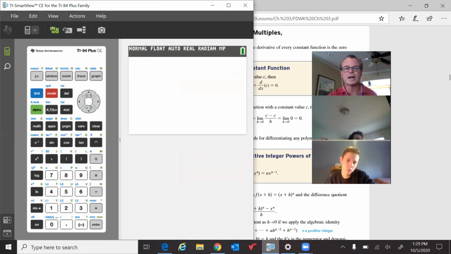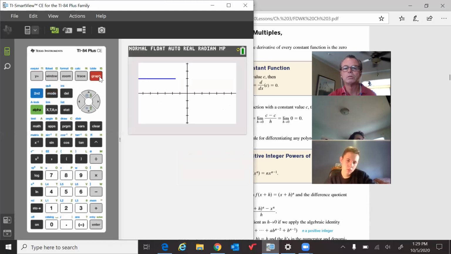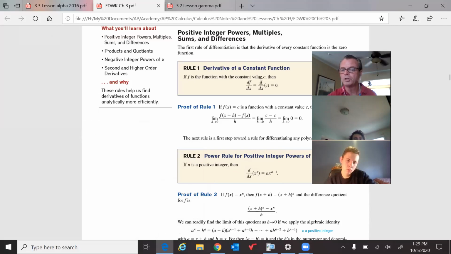If I went to y equals and I graphed a constant, say y equals 2, the function f of x equals 2 all the time. The slope of this horizontal line is 0. And that's what this is telling you. The derivative of a constant is 0.